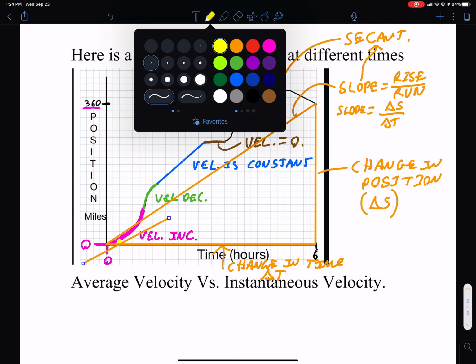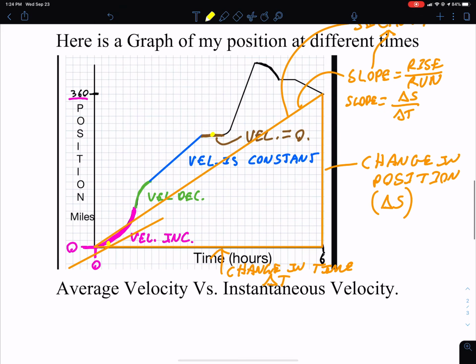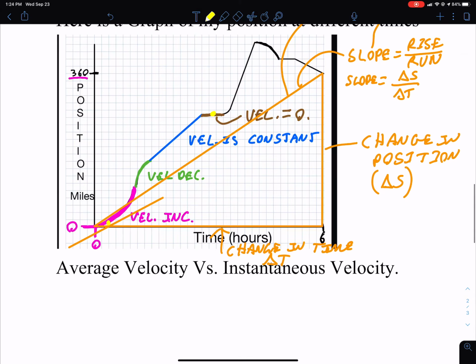Now I'm going to put a dot in the middle of the graph on the brown line. Now you should be able to see if I want to make a tangent line to that, look, the slope of that's 0 at that point right here. At that dot, the slope is 0. That means I'm not moving. My velocity at that instant is 0.